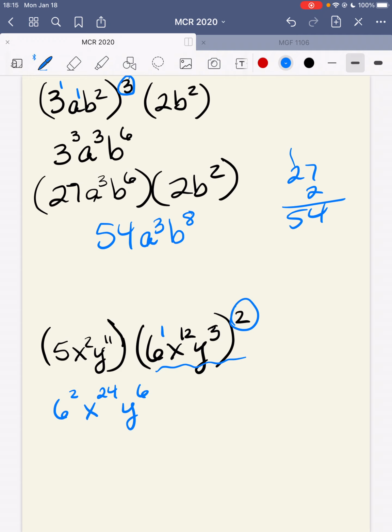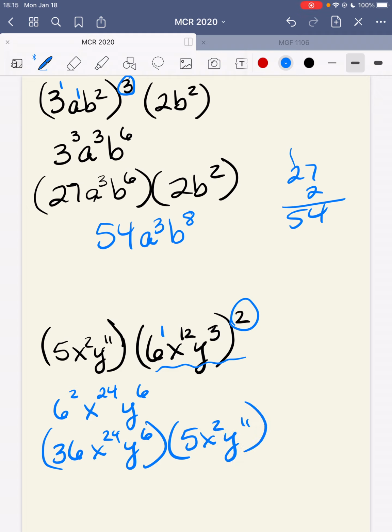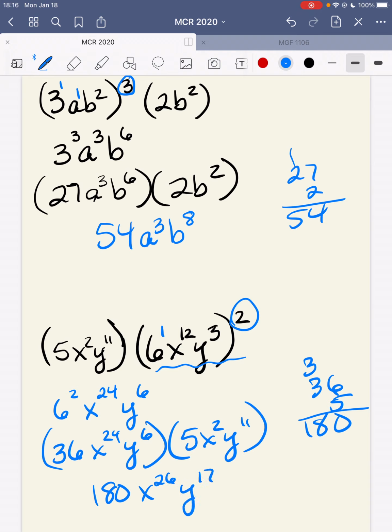And 6 squared, we can go ahead and do. 6 squared is 36, x to the 24th, y to the 6th. And that's going to be multiplied by 5x squared and y to the 11th. Now again, I just have to apply my product rule. I have 36 times 5. Don't be afraid to do scratch work off to the side. So we've got 30, we got 18, so 180. x to the 24 plus 2, x to the 26. And y to the 11 plus 6, which is 17.